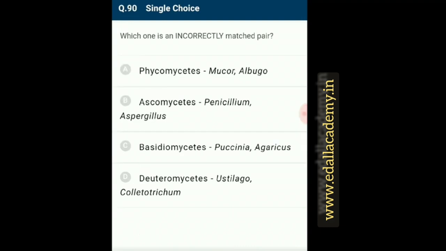Question number 90 is the last question. Which one is an incorrectly matched pair? Phycomycetes, example Mucor and Albugo. Yes, it is correctly matched. Ascomycetes, example Penicillium and Aspergillus. That is also correctly matched. Basidiomycetes, example Puccinia and Agaricus. That is also correctly matched. The third one is Deuteromycetes, example Alternaria and Colletotrichum is given. It is wrongly matched. So the incorrect pair, example Trichoderma and Colletotrichum. Here Alternaria is one of the examples given, so it is incorrectly matched. So the correct option is D.